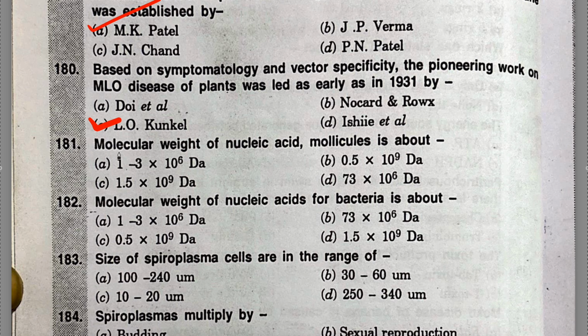Question 181. Molecular weight of nucleic acid molecules is about 123 into 10 to the power 6 dalton, 0.5 into 10 to the power 9 dalton, 1.5 into 10 to the power 9, or 73 into 10 to the power 6 dalton. The answer is option B.